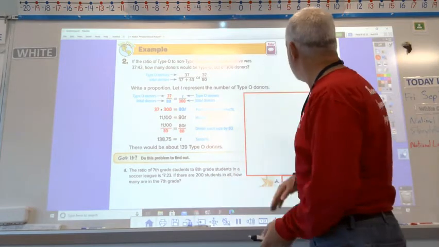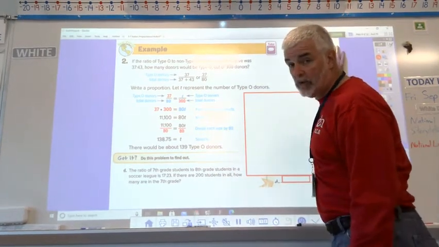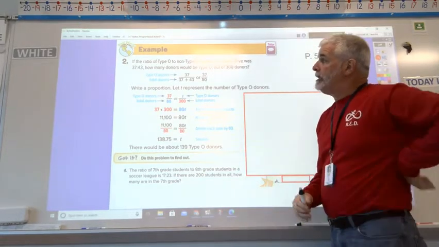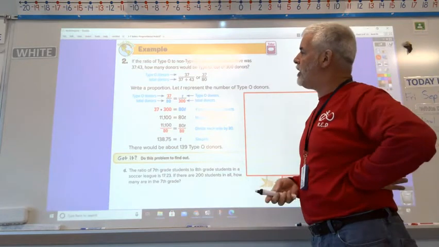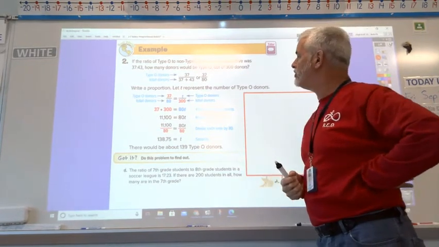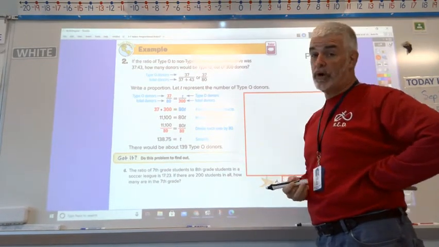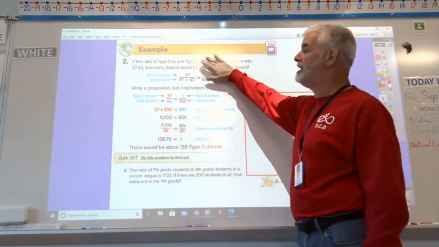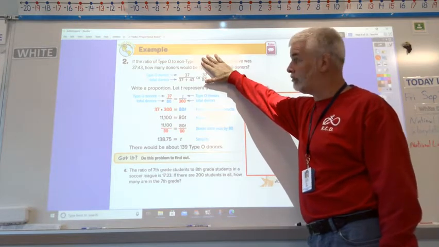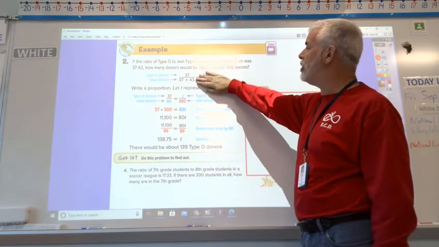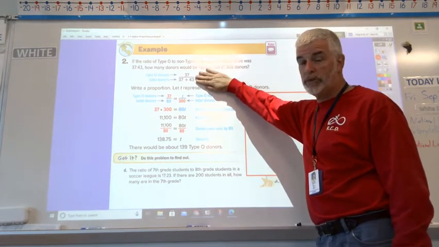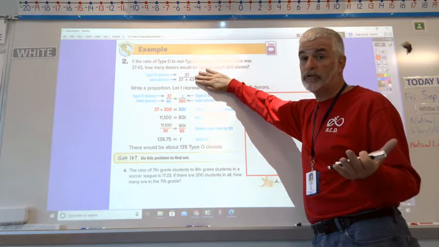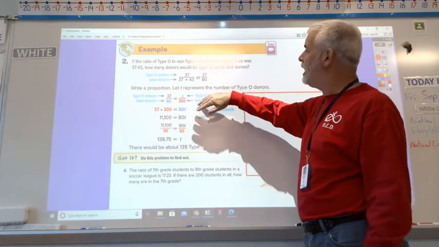Let's go to the examples that are done in there, and a couple of Got It problems in the book. So I'm on page 57, and of course you should have your book open and following along here, okay? So here it says the ratio of type O to non-type O donors at a blood drive was 37 to 43. That means there's 37 type O blood donors and 43 non-type O blood donors. That's the ratio. How many donors out of 300 would you expect to be type O? Type O is a universal donor. I'm a type O, okay?